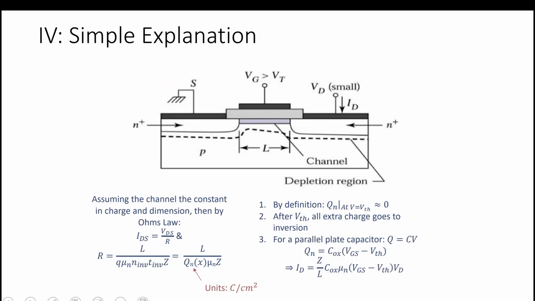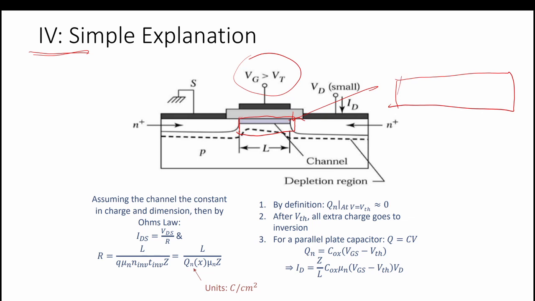First we will see the IV characteristics, a very simplistic explanation of the relationship between the drain voltage and the current. Initially, assume that we have already applied the gate voltage which is greater than the threshold voltage. So this is the channel that is created below the gate, which we are assuming is rectangular.